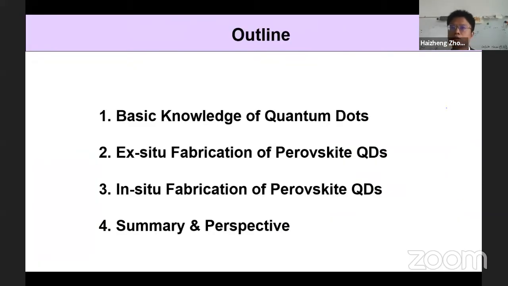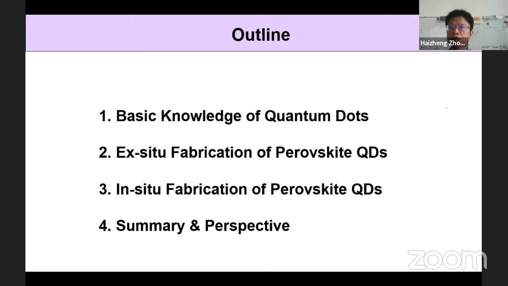So this is the outline of my talk, and I would like to start from the basic knowledge of quantum dots, and then I would like to introduce the in-situ fabrication of perovskite quantum dots. After that, I will highlight the key points from my talk of in-situ fabrication of perovskite quantum dots. Finally, I will end with a summary and my perspective.